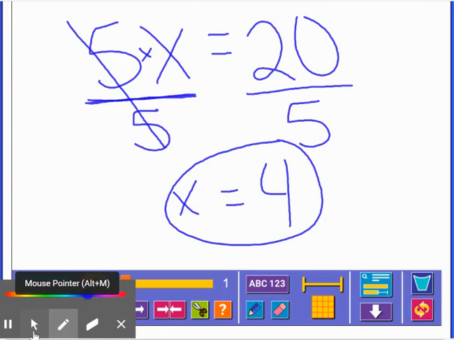The most important thing to remember is to make sure that you are using the opposite operation and also following PEMDAS too.